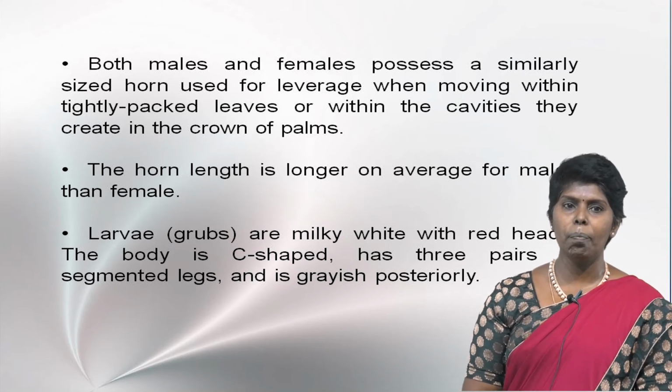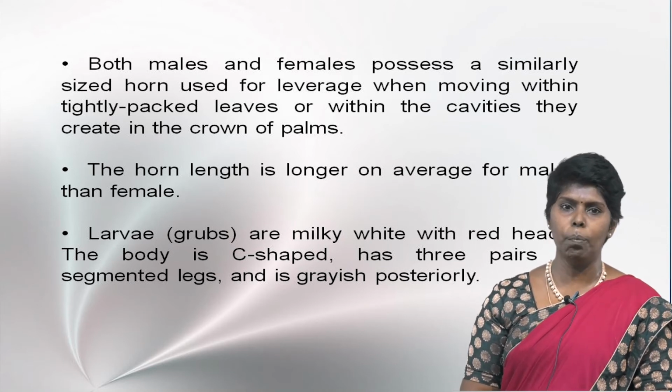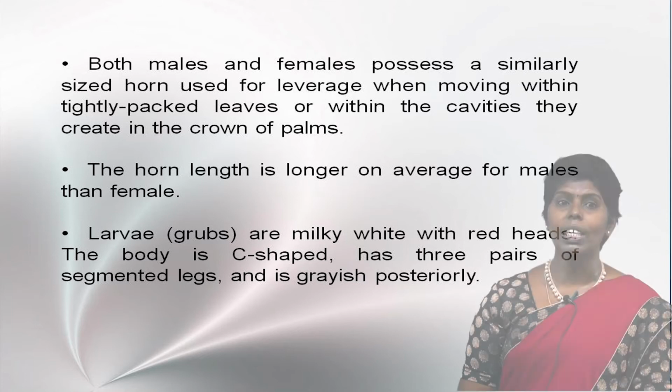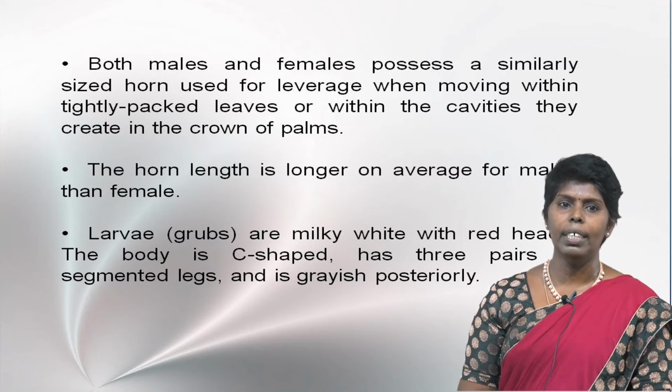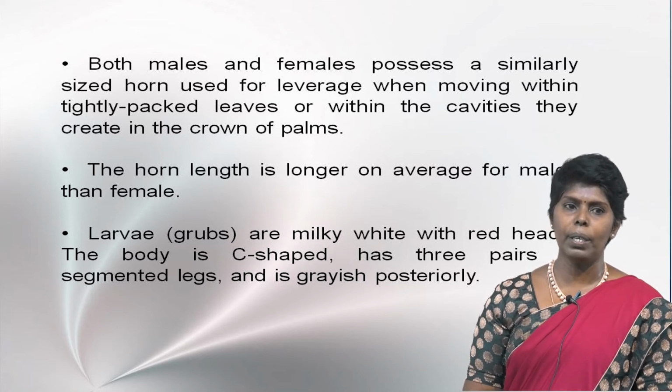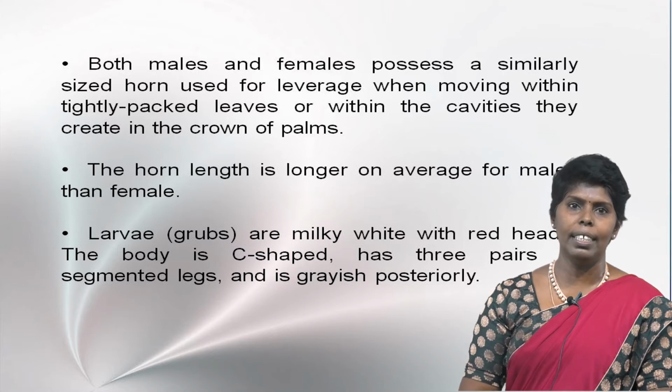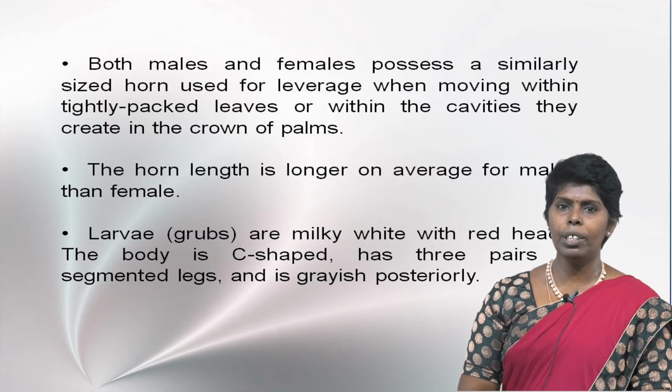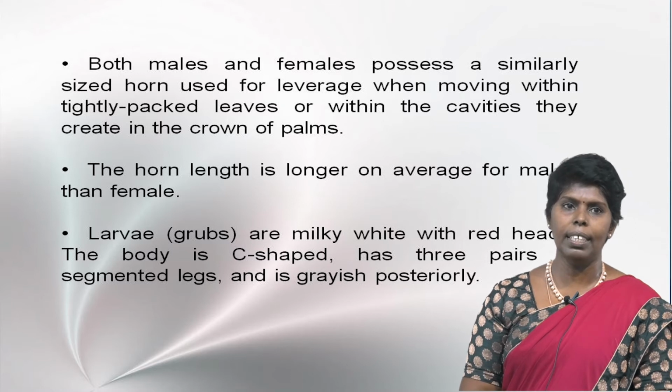The larvae are milky white with a red head. The body shape is C-shaped and curved. Segmented legs are present, and the posterior is grayish. These are the generally observable characters we can see in the field.